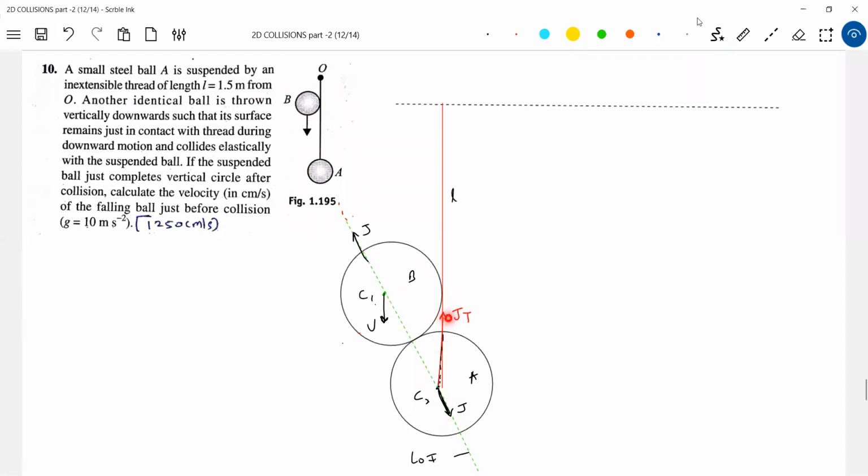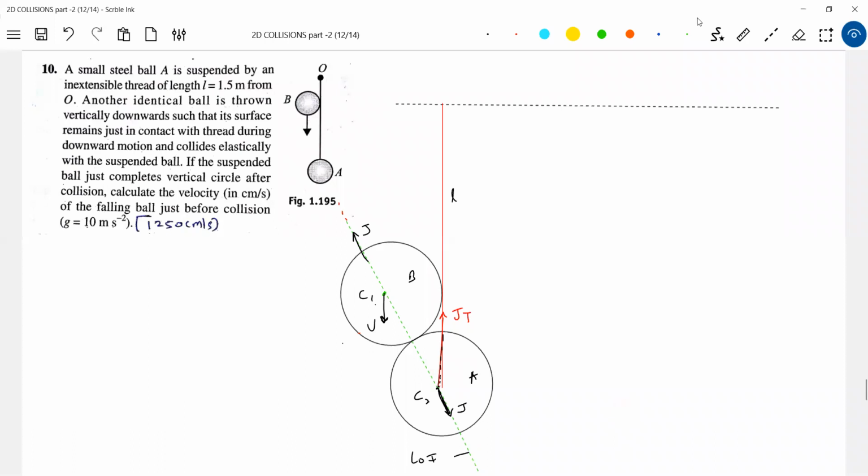Along the y-axis, the components of this J and this J will be acting, but this will be unbalanced, so momentum is not conserved along the y-axis. What about along the x-axis? Yes, the components of this J and this J will be equal and opposite. The component of JT along the x-axis will be 0, so momentum is conserved only along the x-axis here.